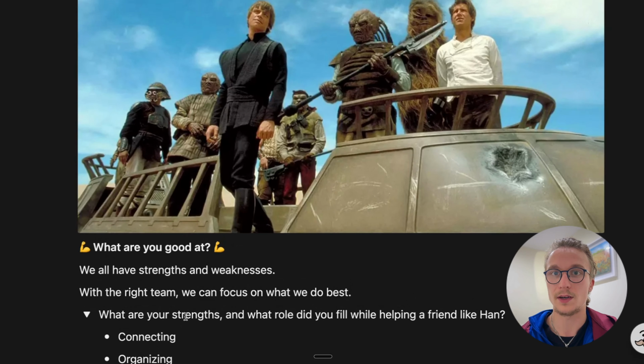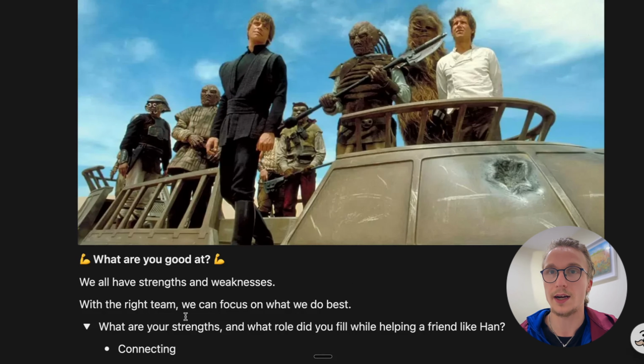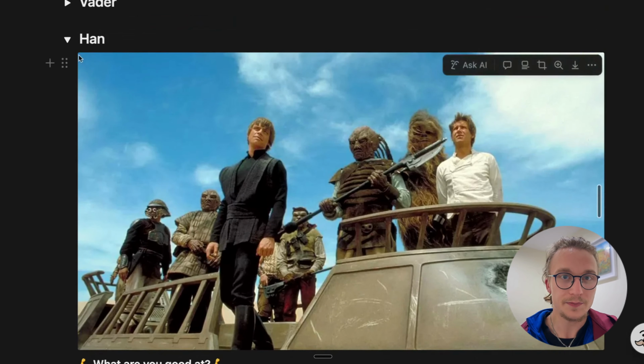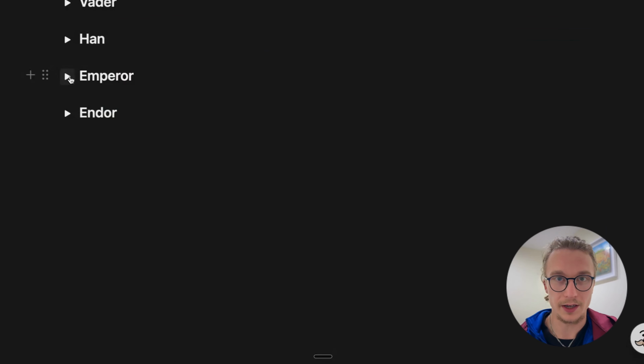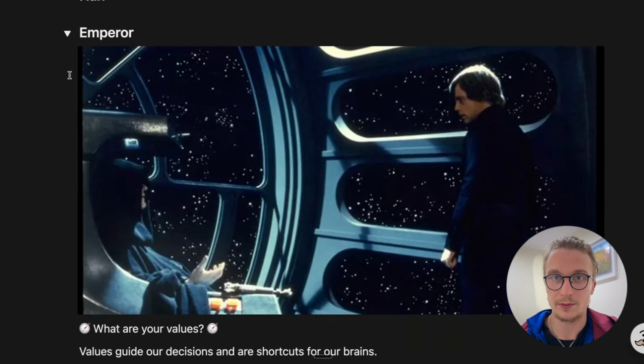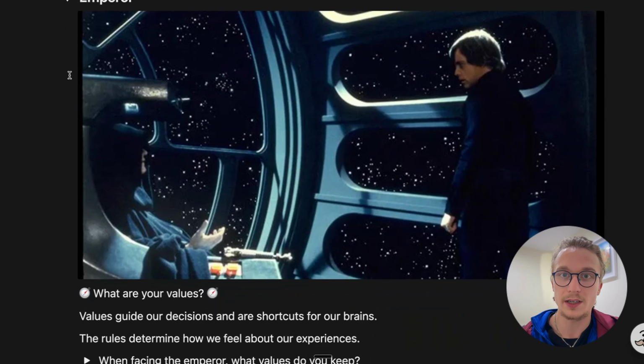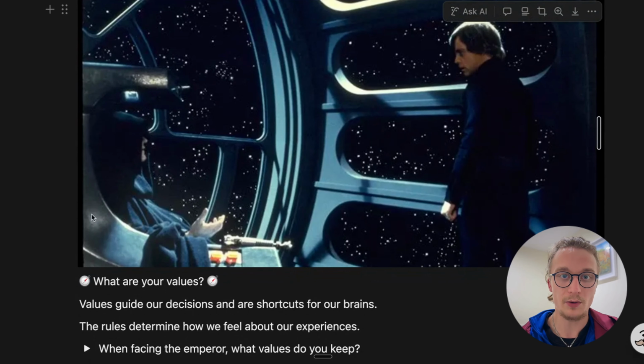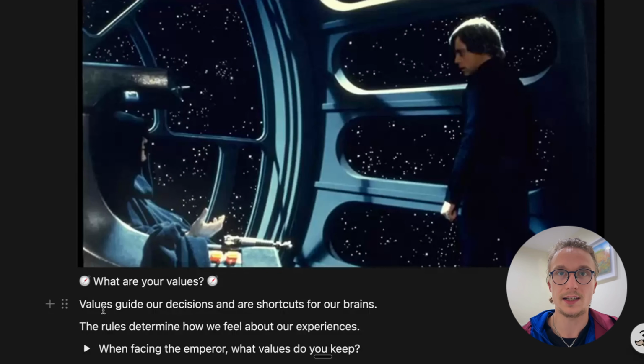And what kind of role I am playing in different teams, where I'm like, hey, I'm just the connector and helping other people realize their superpowers in that way. And when we understand what we're good at, then we also need to understand what our values are, or more importantly, what values we are not willing to give up. Because our values guide our decisions and they're like a shortcut for our brains.